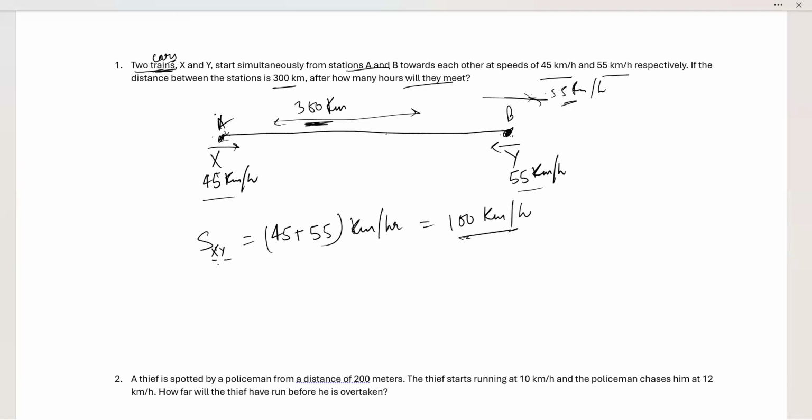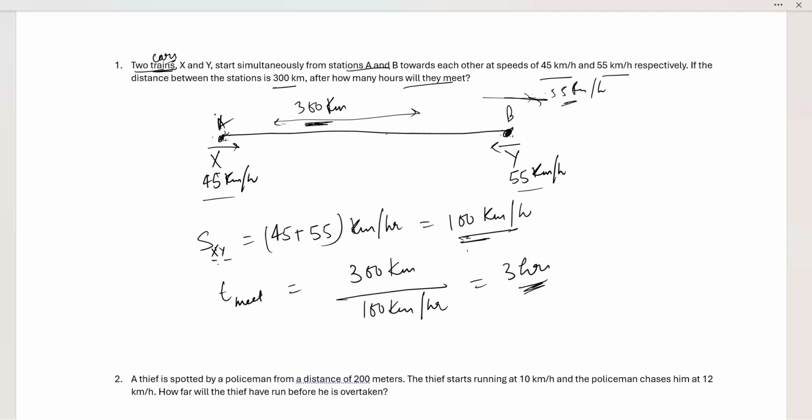And at what rate are they covering it? They're covering this distance at 100 kilometer per hour. So the time to meet will be 300 kilometers, which is the distance between them, divided by the rate at which they are covering it, 100 kilometer per hour. So in 3 hours from the time they start, they will meet. Okay, so the answer is 3 hours.